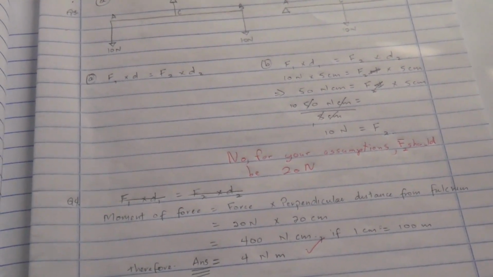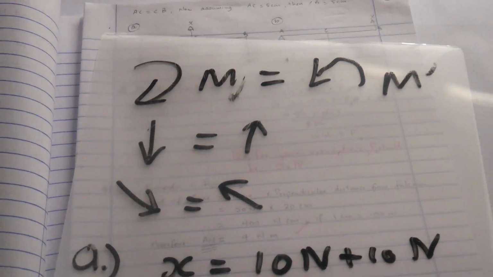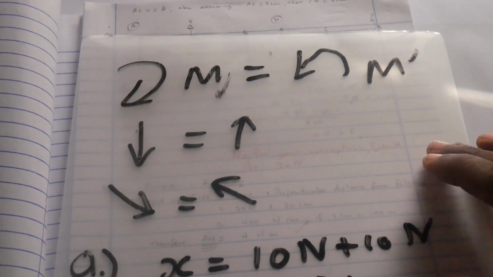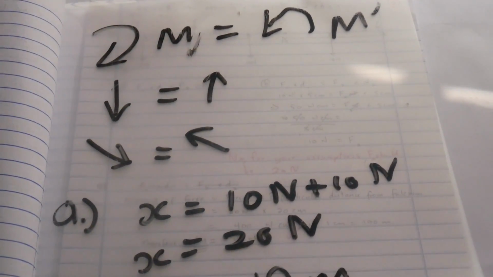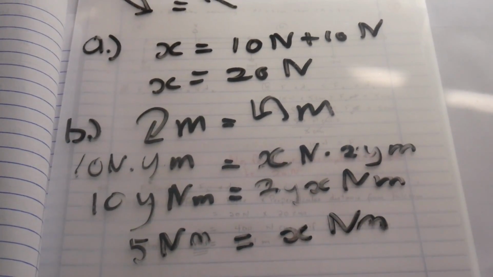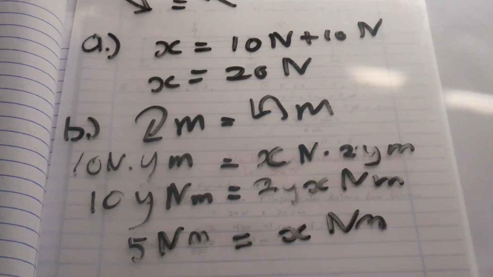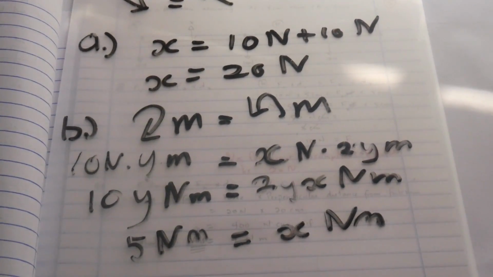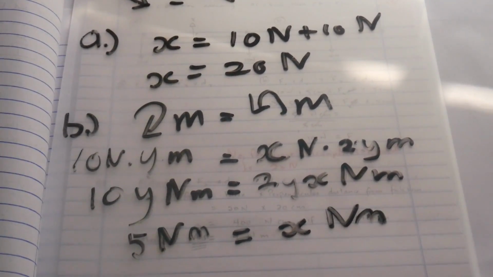For the other question, there's just the clockwise moment is equal to anti-clockwise moment. So total force down is equal to up in one direction and the other direction. So the force X is just equal to 10 plus 10, 20. Yes, the second one, anti-clockwise moments is equal to clockwise moments. So we sum the anti-clockwise moments, which is 10 newtons multiplied by y meters.